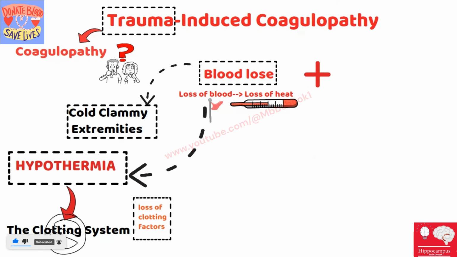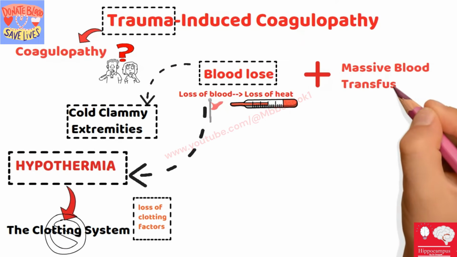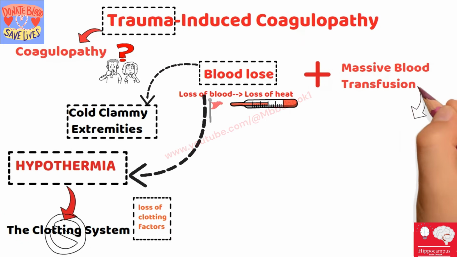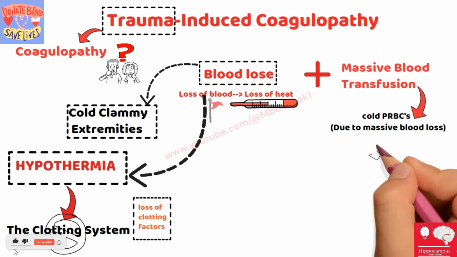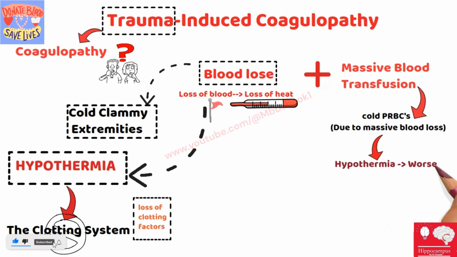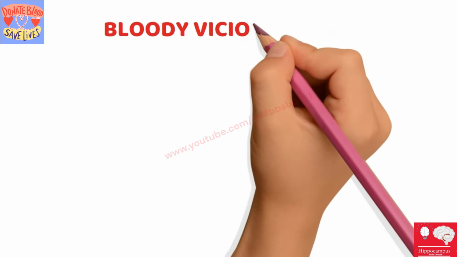Now, to this, if you add massive blood transfusion, because RBC is stored at 4 degrees Celsius, when you give those cold RBCs to the patient, the hypothermia component will worsen, and this worsening of hypothermia will further result in coagulopathy. Let us now understand the bloody vicious cycle.